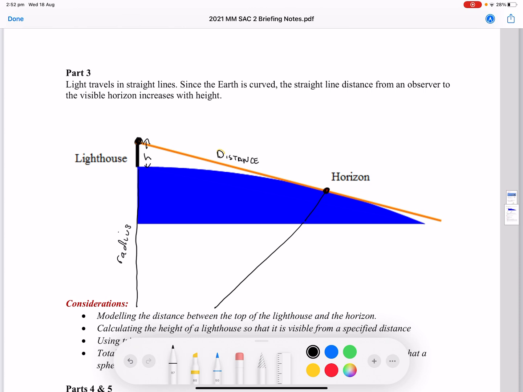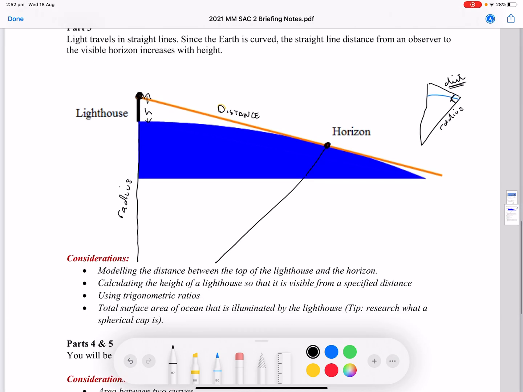Okay? And when we join those together with the Earth curving like that, what we're actually creating is a right angle triangle. So we have a right angle triangle. Now that'll be the radius of the Earth, and then you'll have your distance, and then you'll have to use other values to be able to find what the distance is going to be.